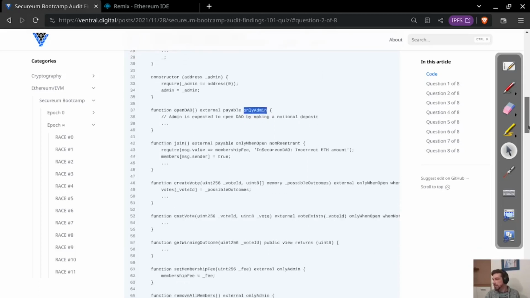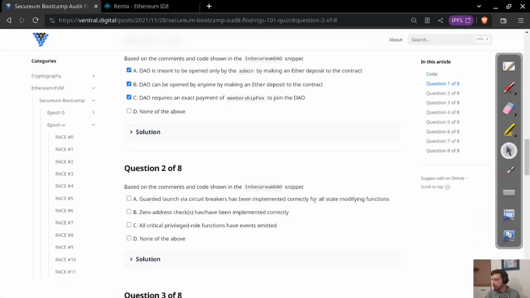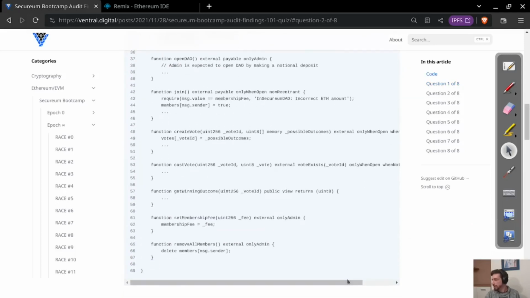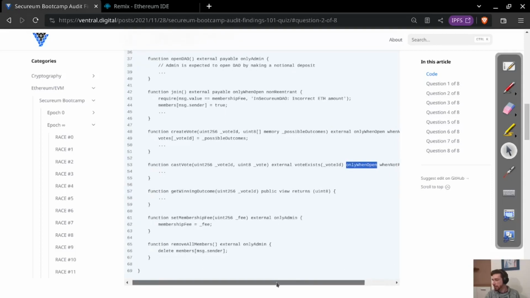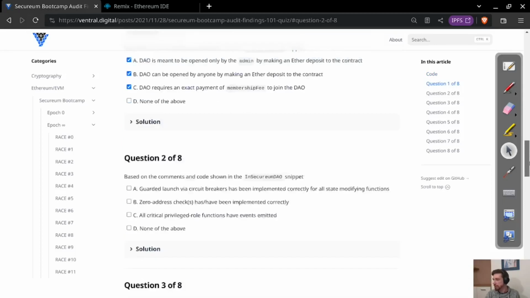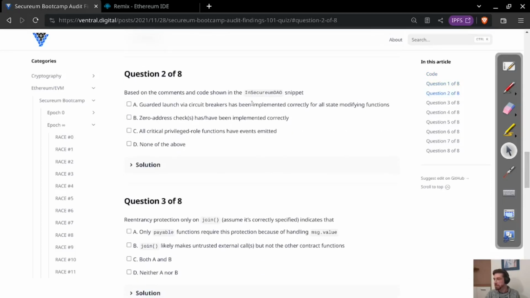So yeah, what else does the option say? Correctly for all state modifying functions. Well, yes, the only when open function might be correctly applied to all the relevant functions for members. So maybe that could be argued, but as we said, not really, because even if the guarded launch that is referred to here is this opening of the DAO, even then it is not correctly implemented. So A is not true.